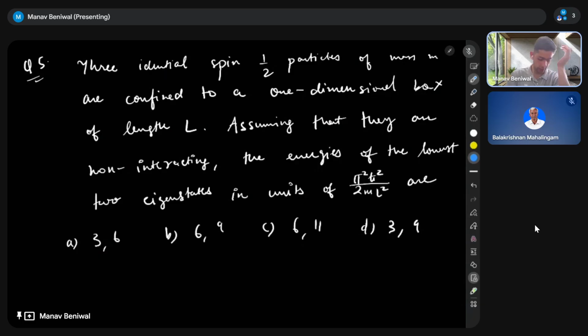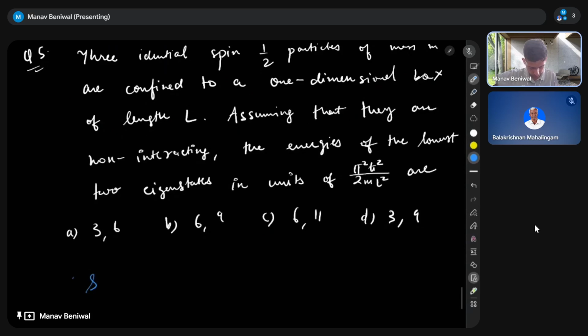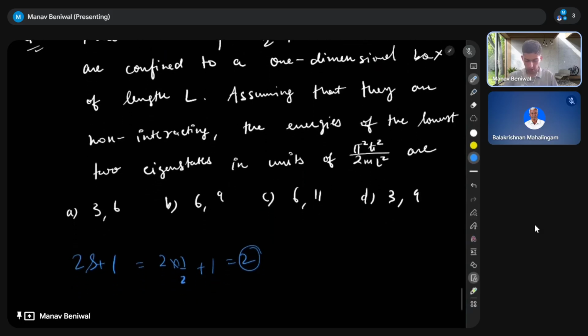Okay, so we have three identical spin half particles. Now we know because they are spin half, each energy level can be occupied by 2s plus 1, which is 2 into half plus 1, which equals 2. So the degeneracy is 2. So at max, two particles can be there in the same energy level.